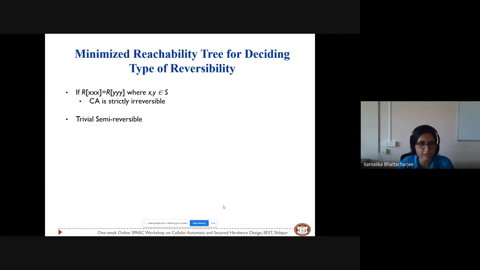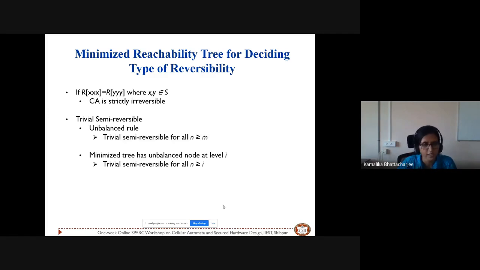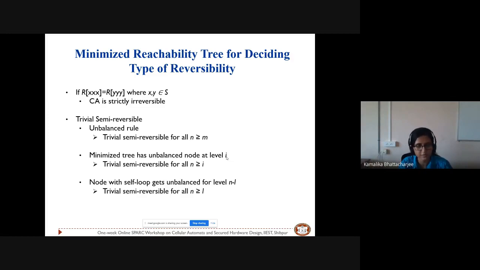Similarly, for trivially semi-reversible, if it is unbalanced, we can declare it. Then if the minimized tree has any unbalanced node at some level I, that means from that level onward, that unbalanced node will be playing a role. So it is going to be trivially semi-reversible for all n greater than or equal to that level.